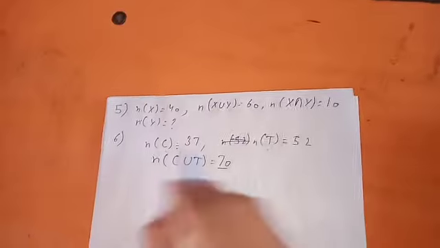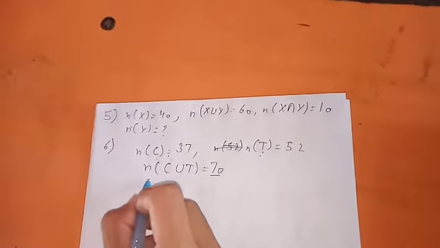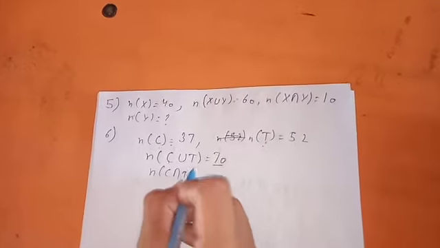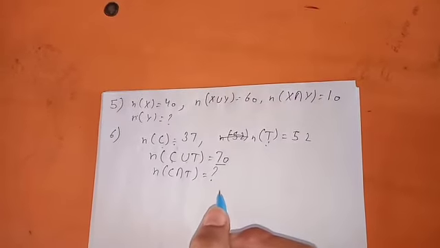So n of C is given, n of T is given, and the union is given. So we can find the intersection. They are asking for the intersection, that is, how many people like both.